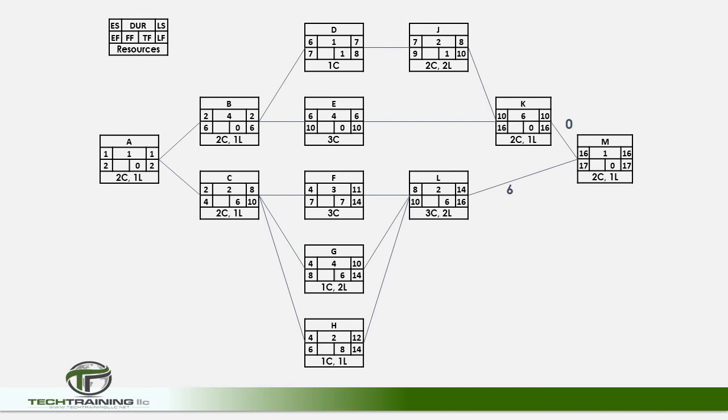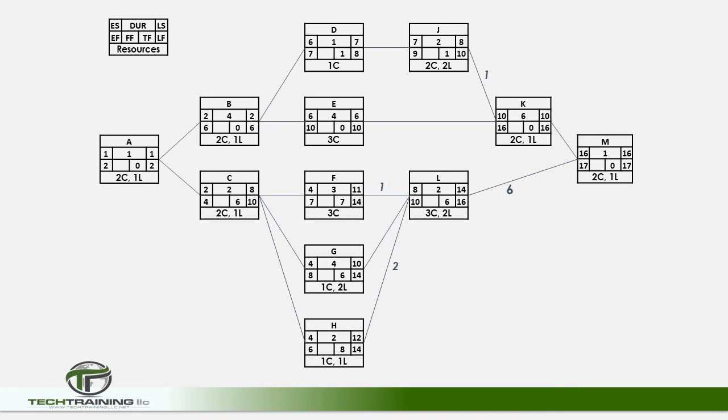Therefore, the lag between activity M and activity K is 0. We get this from the early start of activity M, 16, minus the early finish of activity K, also 16, while the lag between activity M and activity L would be 6. Now, even though we showed the zero lag previously, that was for informational purposes only. Normally, if there is no lag in between two activities, you will show nothing along the link lines.